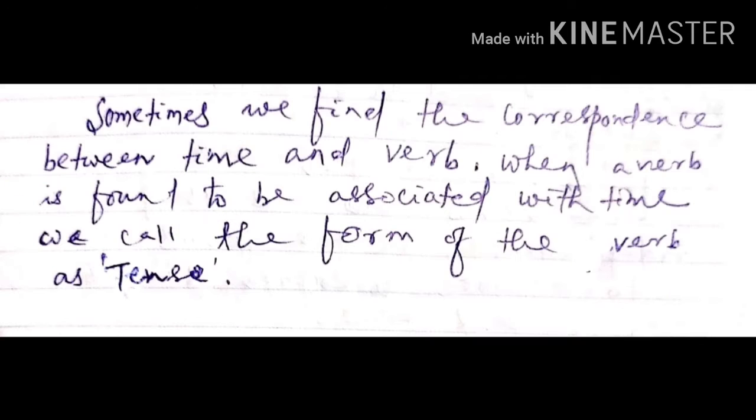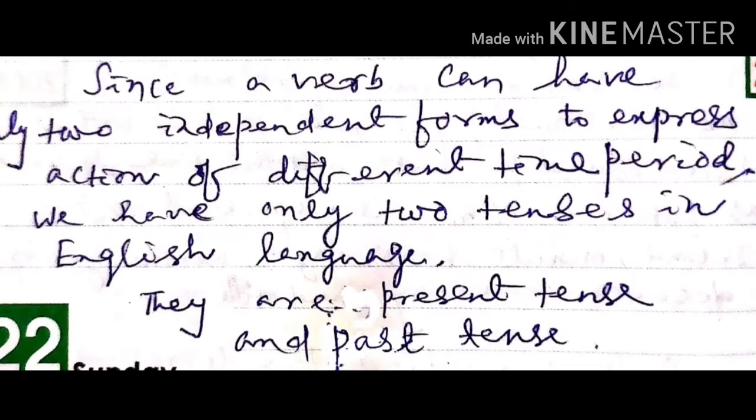Sometimes we find the correspondence between time and the verb. When a verb is found to be associated with time, we call the form of the verb tense. Since a verb can have only two independent forms to express action of different time periods, we have only two tenses in the English language. They are present tense and past tense.